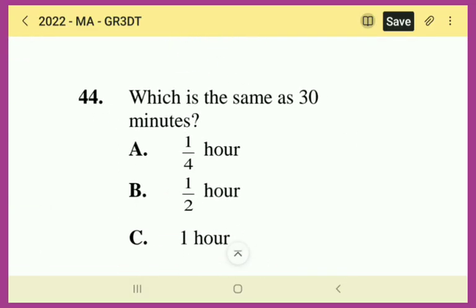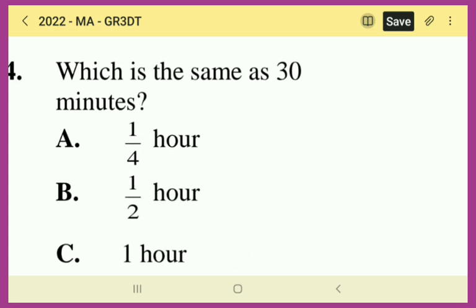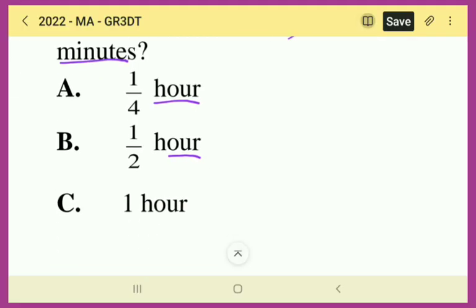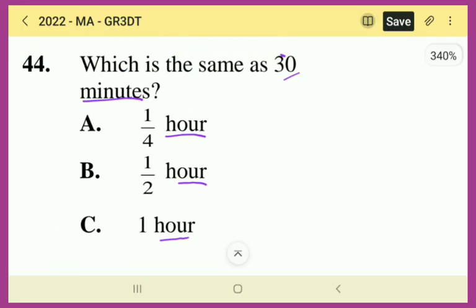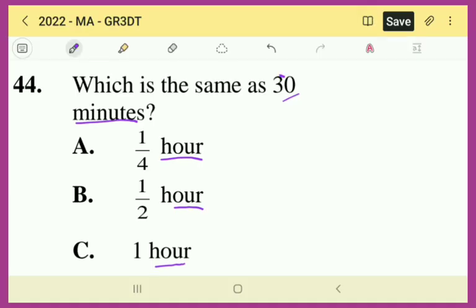Let's move on to 44. Which is the same as 30 minutes? Now 30 minutes. A few things you will need to know here. They ask you what's the same as 30 minutes? Yet the answers are showing hours. So you have hours for the answer, but they're asking you about minutes. Now, how many minutes make 1 hour?